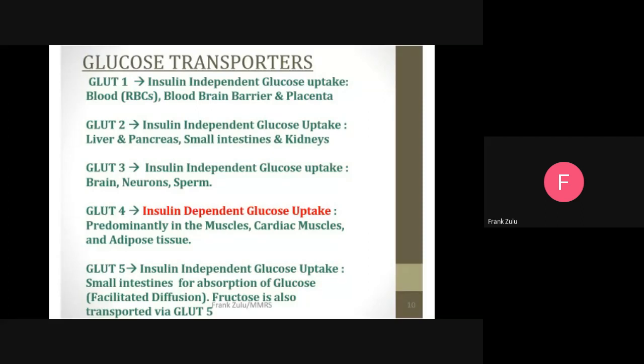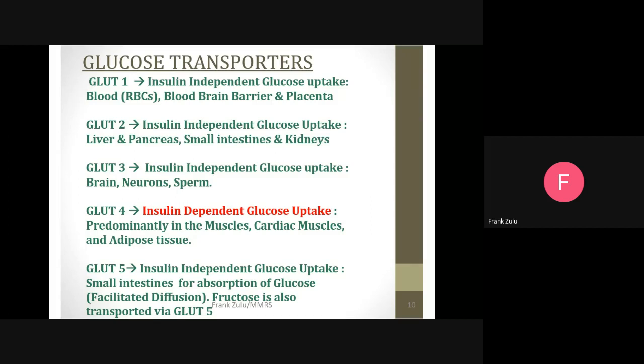And then you have GLUT4s. These are insulin dependent. Remember, I was talking about the muscles and the adipose tissues, to say that for them to be able to pick up glucose, they need insulin. These GLUT4 transporters are the ones found in muscles and those adipose cells. So someone who has issues with insulin, these GLUT4s will be affected, and the muscles and the adipose tissues. Let me just say all the cells that have GLUT4 will be affected.